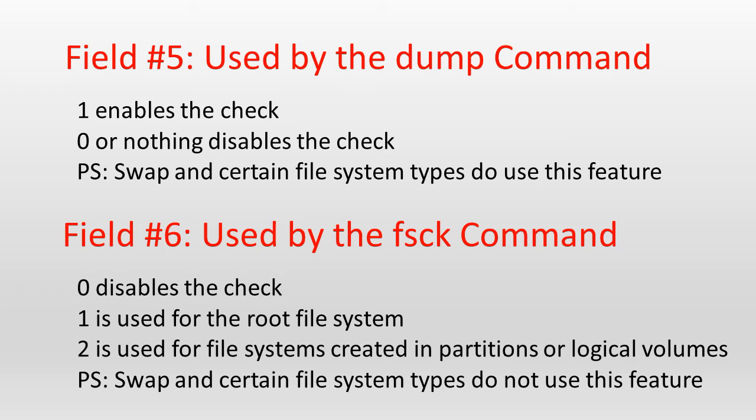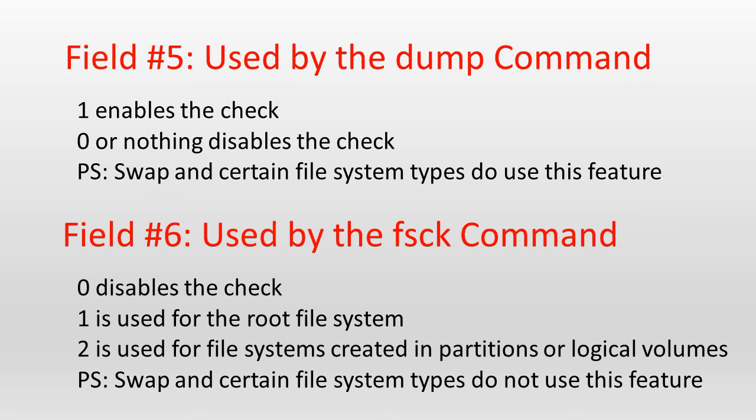This value is set to 0 for swap areas and for file systems that do not support this feature. Field number 6 is the last field, and it indicates the sequence number in which to run the file system check utility called fsck. A value of 0 disables this check. A value of 1 is used for the root file system, and a value of 2 is used for file systems that are created in disk partitions or logical volumes. This value is set to 0 for swap areas and for file systems that do not support this feature.